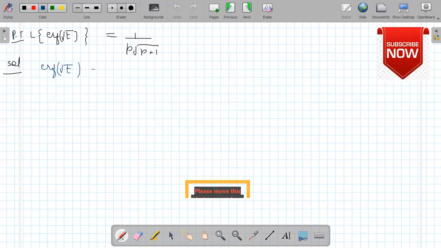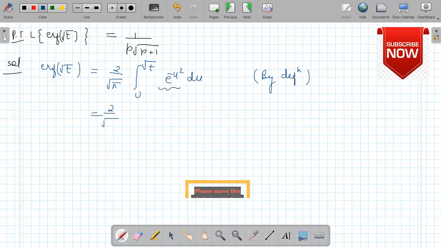So it is equal to 2 upon square root of pi integral 0 to square root of t e to the power minus u square du, by definition of error function. Now what we do here is we open this, we expand this function.